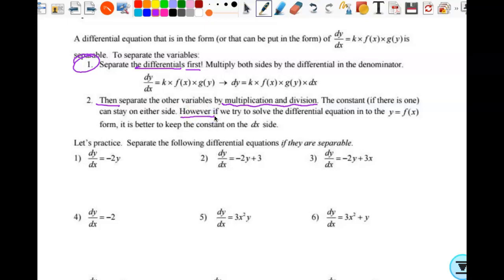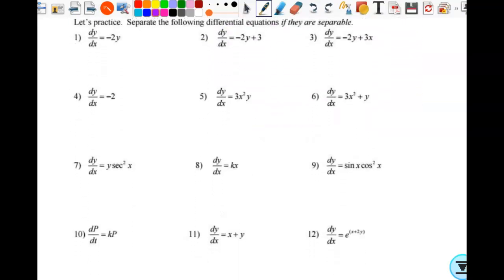However, if we try to solve the differential equation, a lot of times you're trying to solve for y, it's better to keep it on the dx side. So that's kind of our goal, to keep it on the dx side. Because in the end, it's going to have to end up over there anyway. All right, does that make sense? So we're going to go through a couple of these, and then I'm going to have you work through some of these. Let's just start.